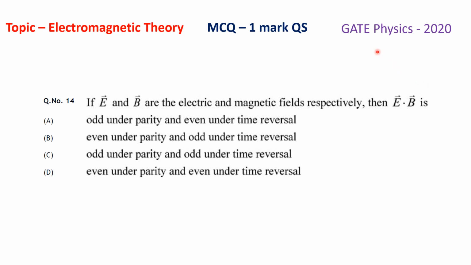This question was asked in the GATE Physics paper 2020. This is an MCQ type question having 1 mark and the topic of the question is electromagnetic theory. The question is, if E vector and B vector are the electric and magnetic fields respectively, then E dot B is: option A, odd under parity and even under time reversal; option B, even under parity and odd under time reversal; option C, odd under parity and odd under time reversal; and the last option, option D, even under parity and even under time reversal. So let us see how to solve this problem.